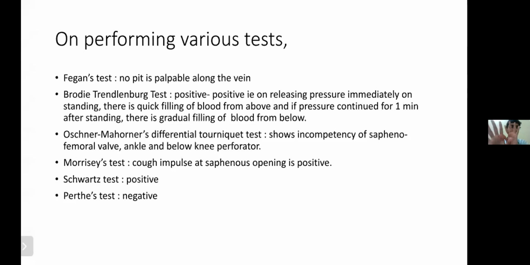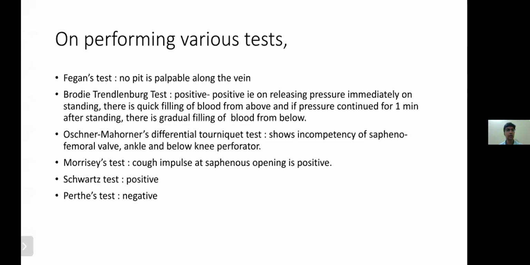Both of them can be easily ruled out by the Brody-Trendelenburg test. Even if you do these tests, never do the tourniquet test. Please do not do that. It's a very hassle test, and it has a lot of tourniquets to be tied, and it's a very confusing test both for you, the examiner, and the patient. So the tourniquet test is not at all required.